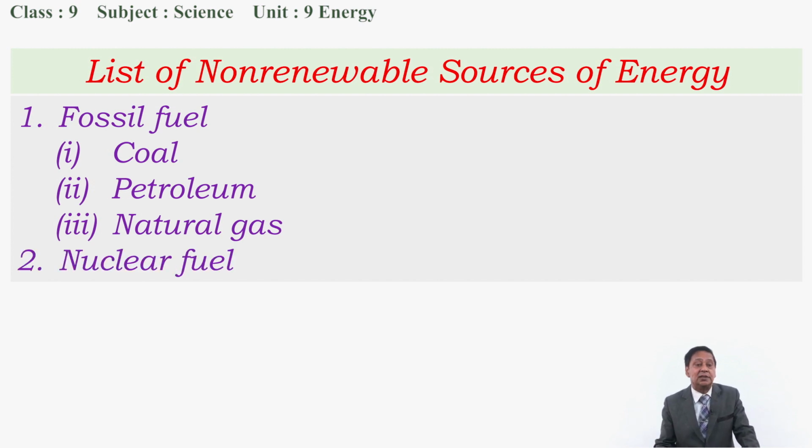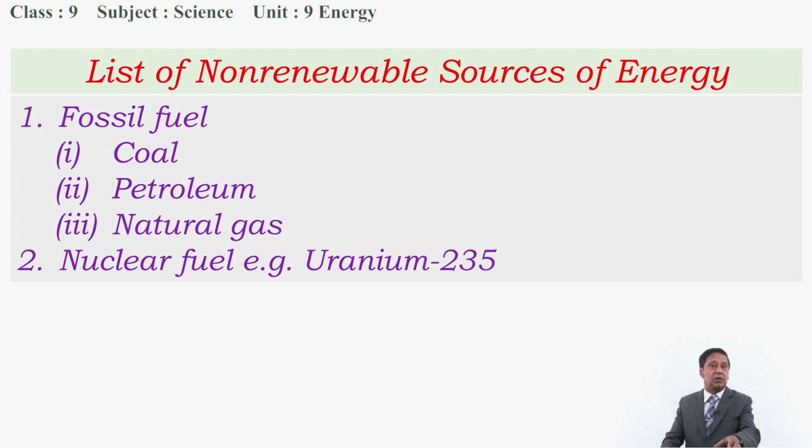Besides this, nuclear fuel, for example, uranium-235 is a non-renewable source of energy. I think you know about this. It is used in nuclear power plant. When uranium nucleus is bombarded with neutron, it is split up into barium and krypton with the release of tremendous amount of energy. That energy is used to boil water. Water produces steam, and high-speed steam is used to rotate the turbine, and turbine runs generator, and generator generate electricity which is used in different purpose.